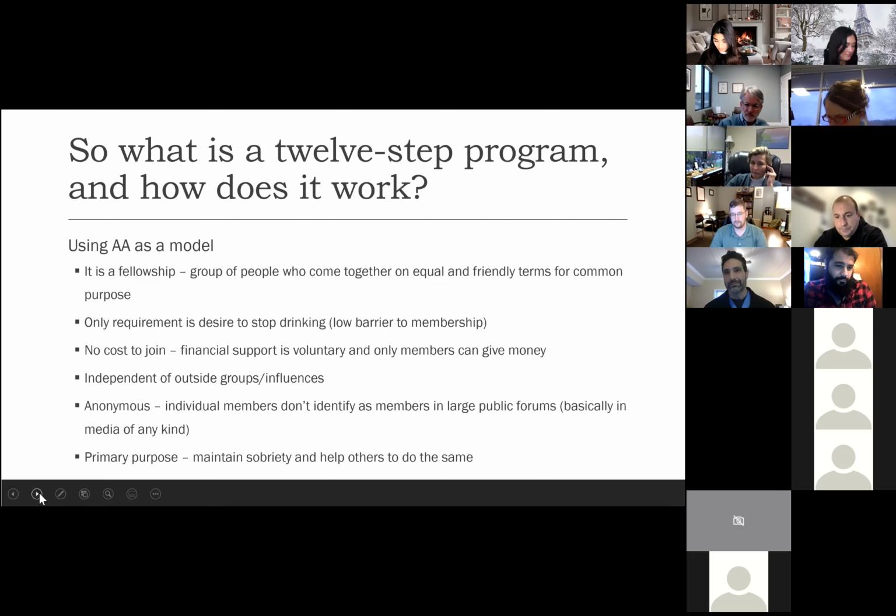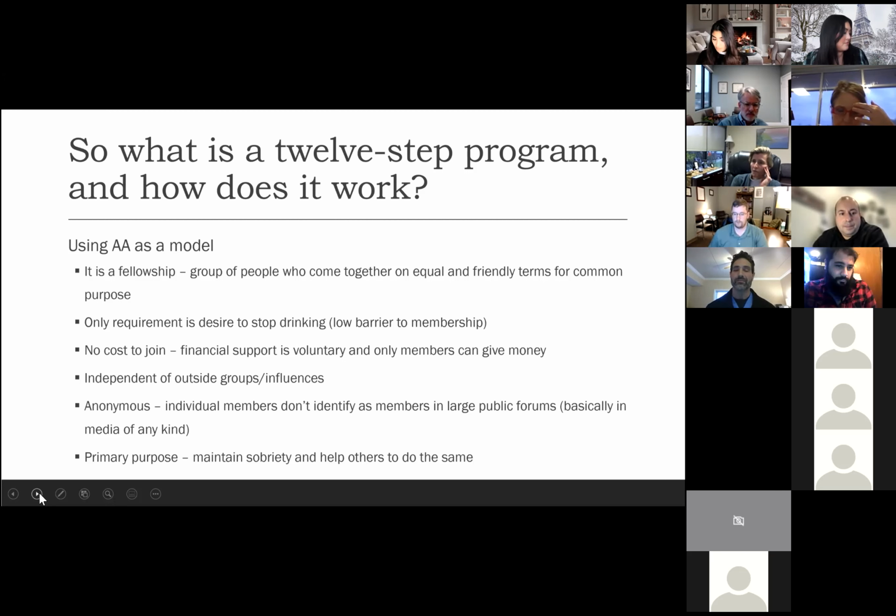All right, so 12-step programs are considered fellowships. So a fellowship, as it says here, is a group of people who come together on equal and friendly terms for a common purpose. So it's very democratic. There's no higher or lower members of it. It's just a group that are coming together to help one another.